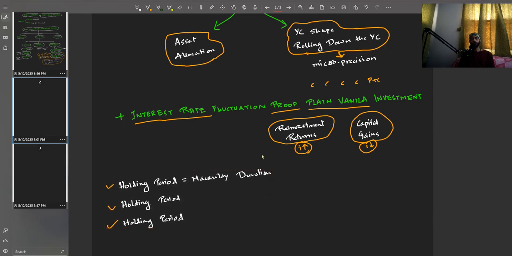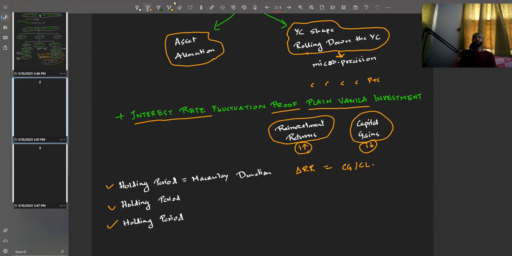Macaulay duration. Now, what happens if your holding period is equal to the Macaulay duration? Your change in reinvestment return is equal to the capital gains or losses. So, if you are gaining in the interest part or the reinvestment part, you lose in the capital part. If you gain in the capital part, you lose equally in the reinvestment part. If your holding period is exactly equal to the Macaulay duration, this is what happens.